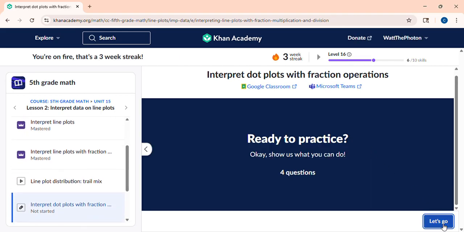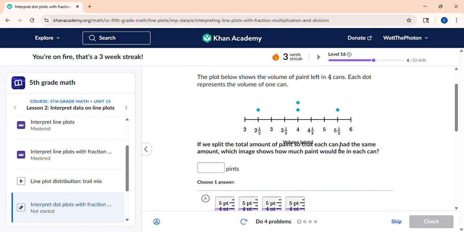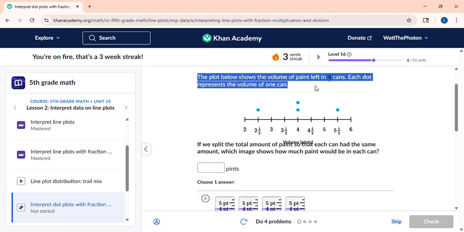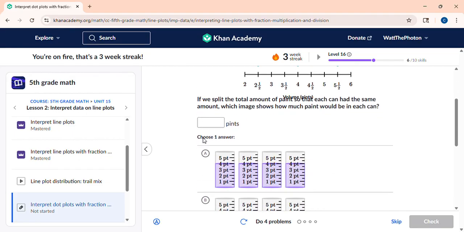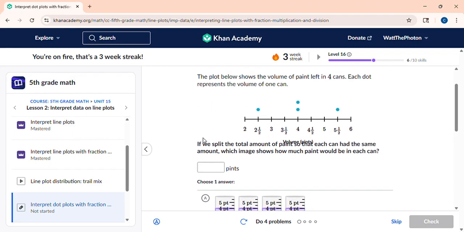Let's do fractions. The plot below shows the volume left in 4 cans. Each dot represents the volume of 1 can. If we split the amount of paint so that each had the same amount, which shows how much paint would be in each can? So 2.5 plus 8 plus 5.5.